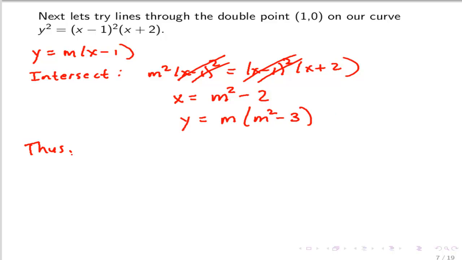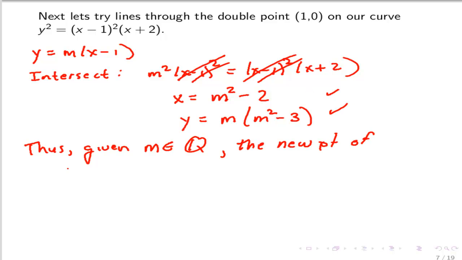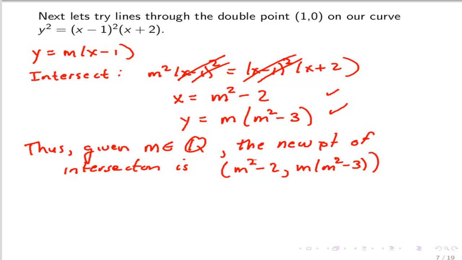Thus, given a rational slope, m, so m an element of the rationals, the new point of intersection, and there's a unique new point, is a rational point. It's this point here, m squared minus 2, m squared minus 3, a rational point.